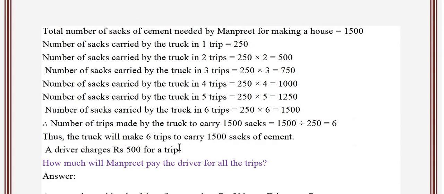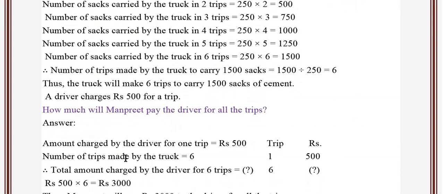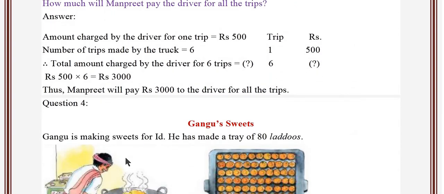A driver charges rupees 500 for a trip. How much will Manpreet pay the driver for all the trips? Total 6 trips are there, and for one trip there are 500 rupees. So answer part: amount charged by the driver for one trip is equal to 500 rupees. Number of trips made by the truck is equal to 6. One trip is equal to 500. So 6 trips is equal to how much? Total amount charged by the driver for 6 trips, 500 into 6, is equal to 3000 rupees. Thus, Manpreet will pay 3000 rupees to the driver for all the trips.